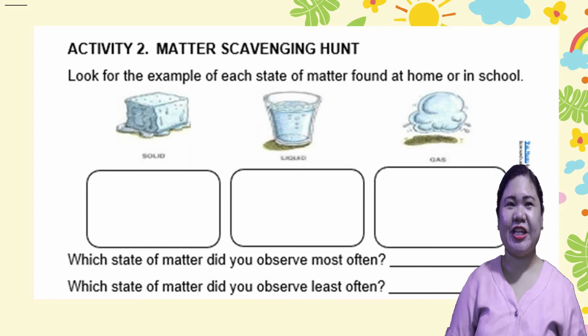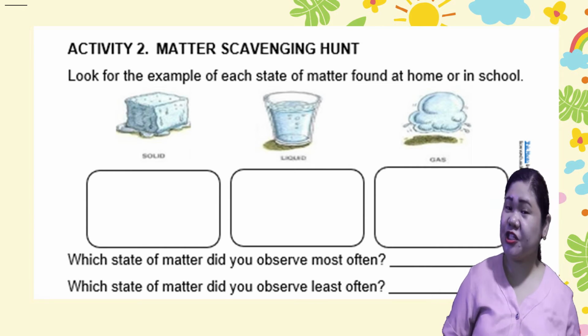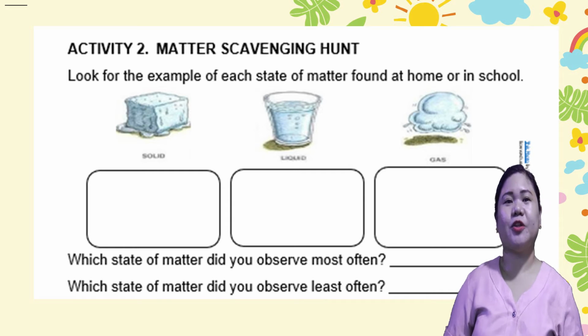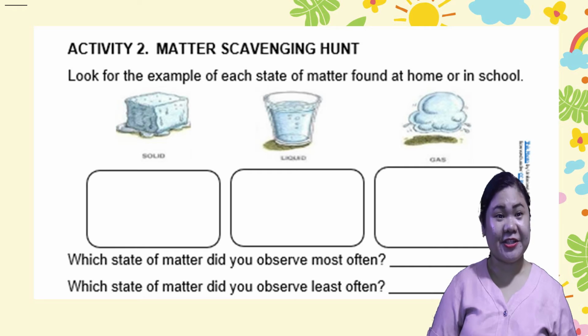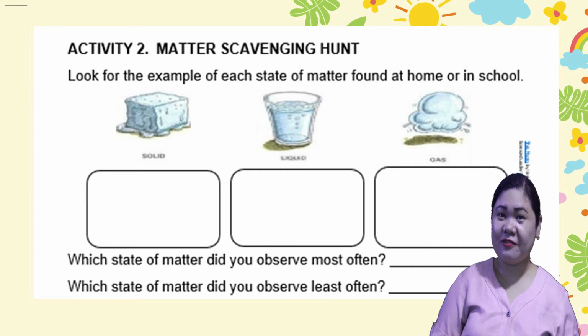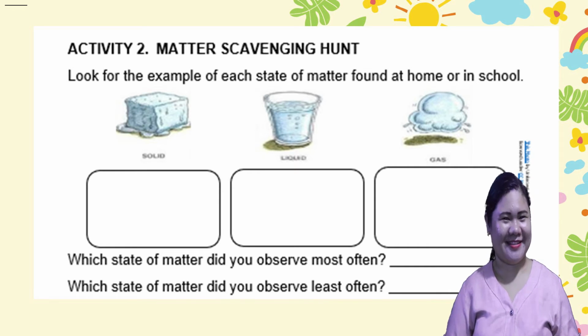Activity 2: Matter scavenger hunt. Look for an example of each state of matter found at home or in school. Which state of matter did you observe most often? Which state of matter did you observe least often?